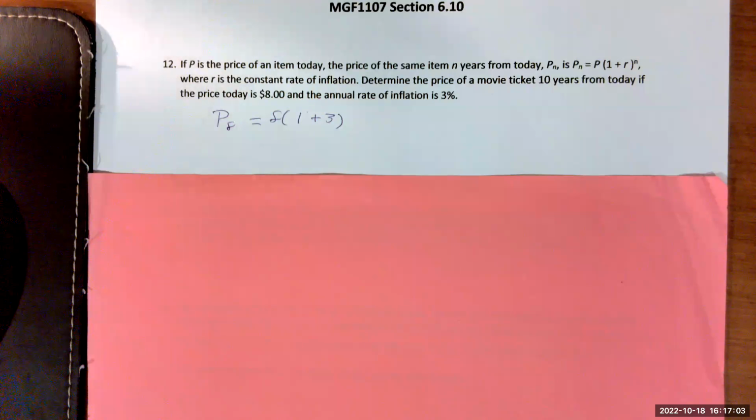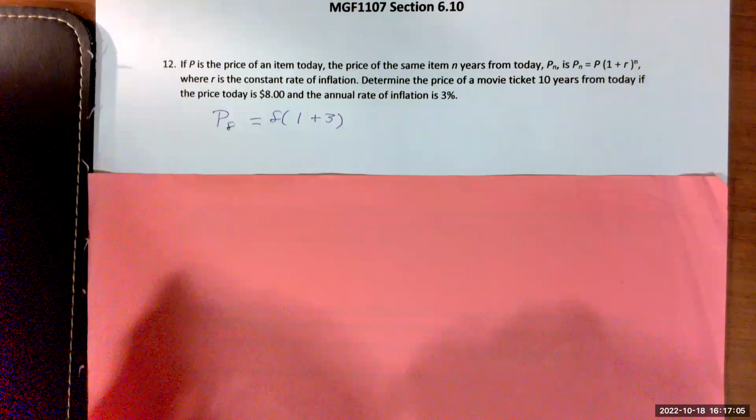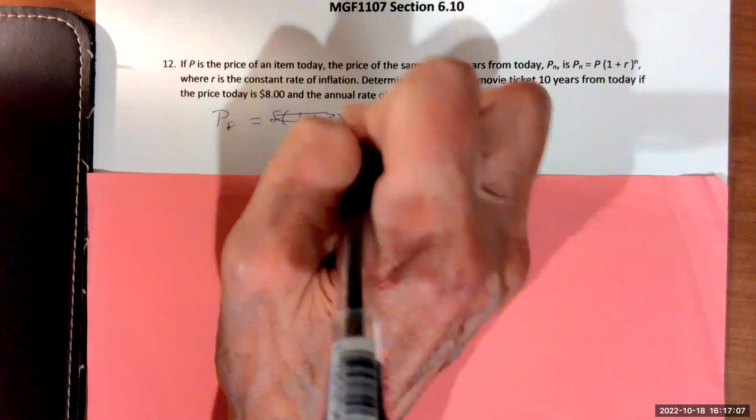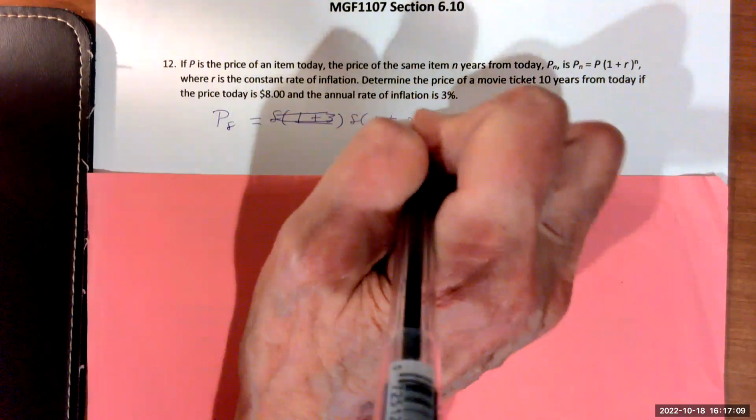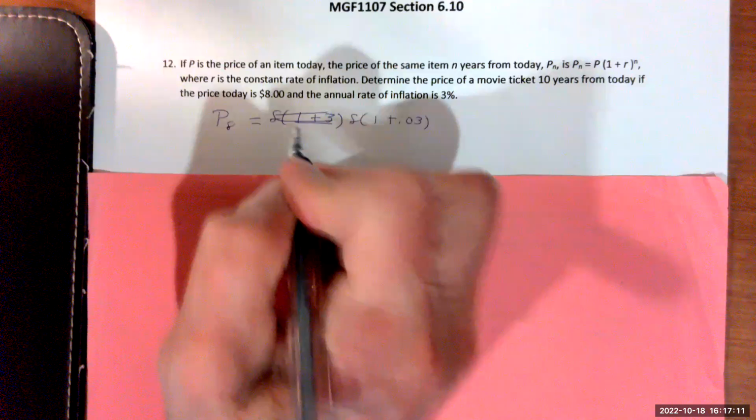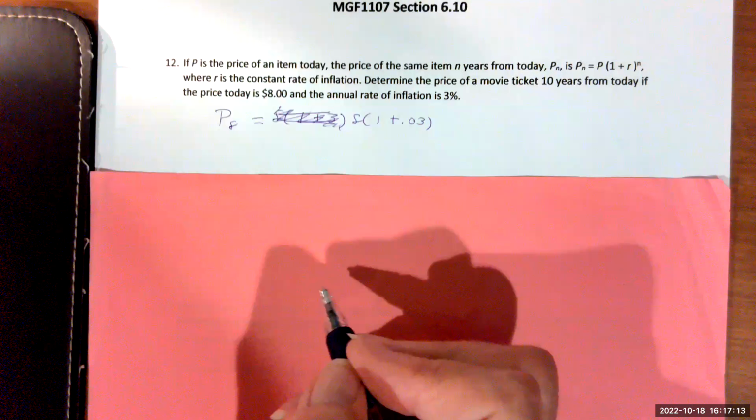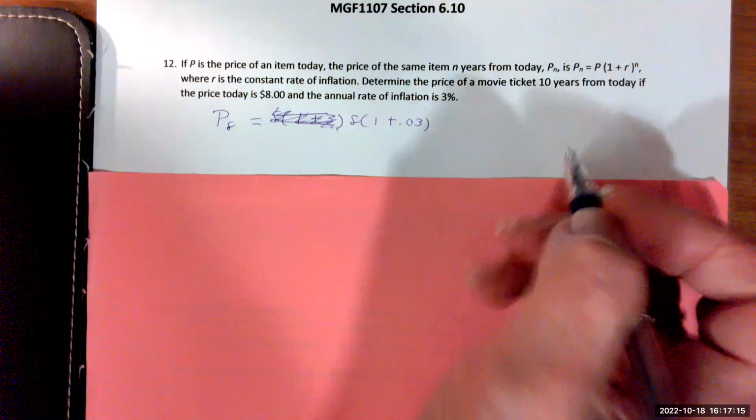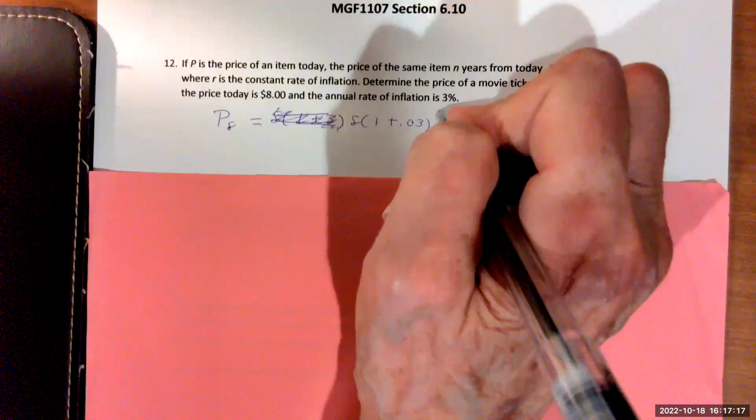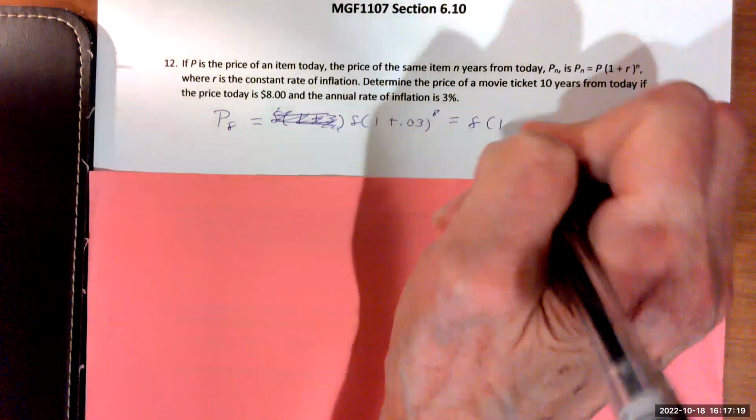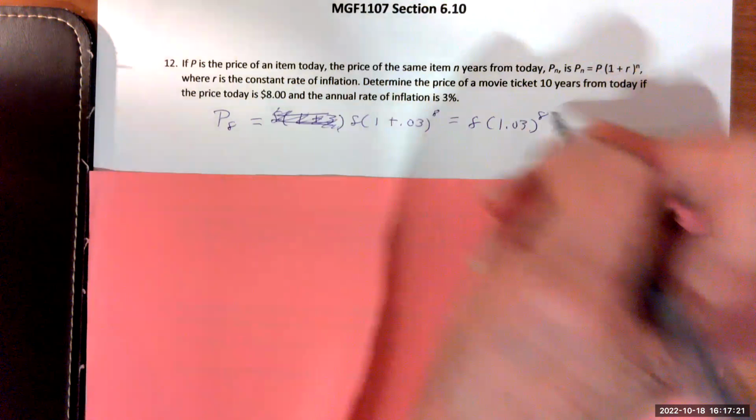Yeah, we're going to change this to the decimal. Let me apologize, let me rewrite this again. You have to change that just like we did with our consumer math problems. We have to change that rate to a decimal, so 0.03, and we're going to raise that to the n power, which is 8 years. So we've got 8 times 1.03 raised to the 8th power.